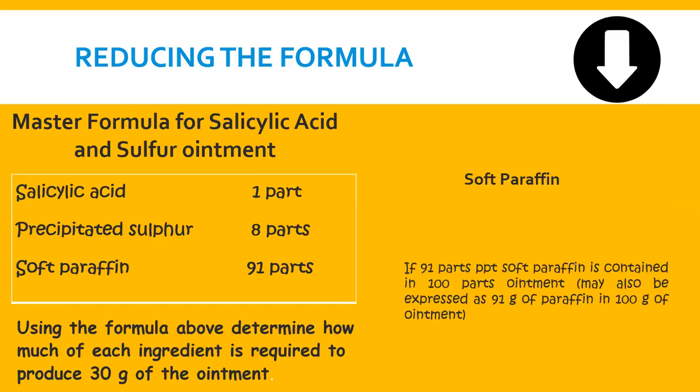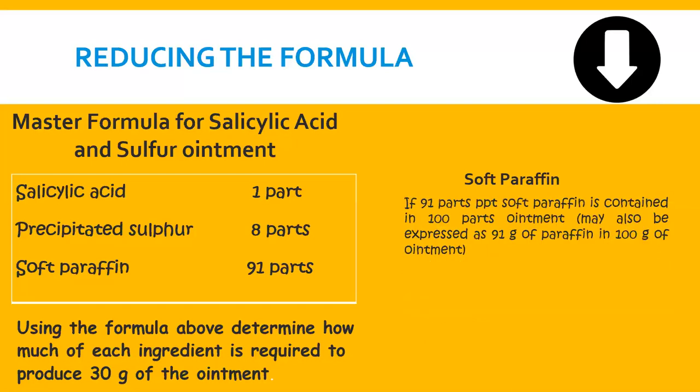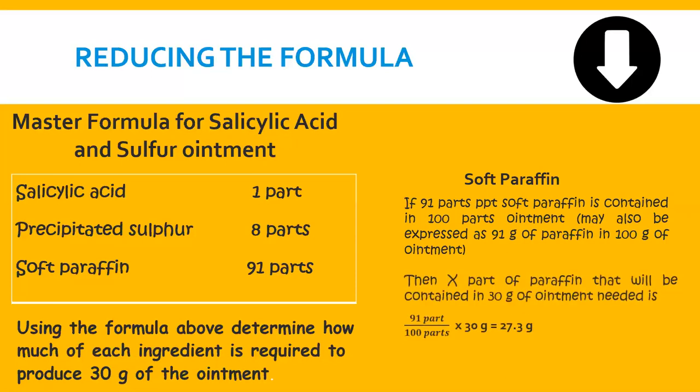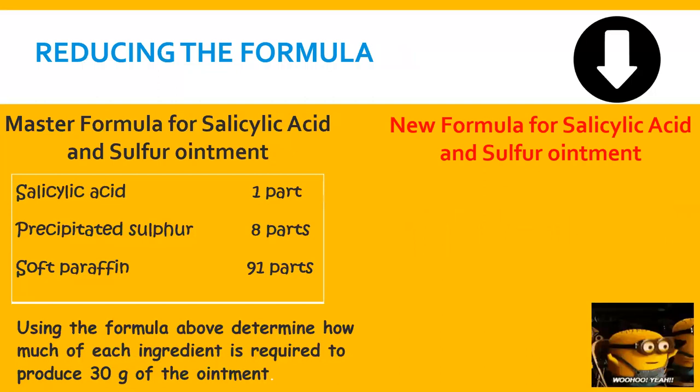Similarly, for soft paraffin, all of 91 parts are found in the entire 100 parts of the ointment. That means that most of the ointment is going to contain the soft paraffin. So 91 grams of paraffin is contained in 100 grams. How much will be contained in 30 grams? We got 27.3 grams.